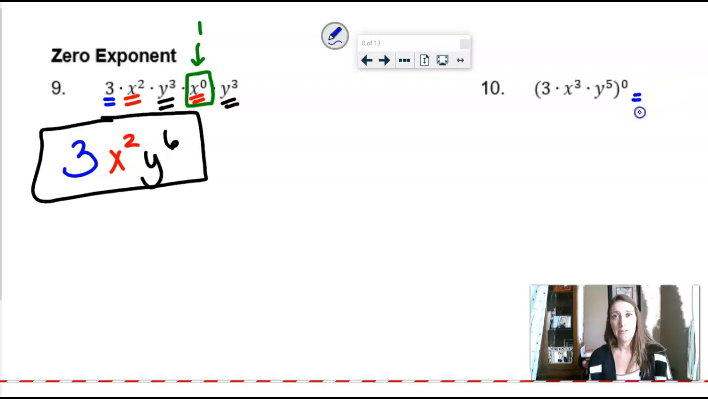Favorite question of all time. And kids still get it wrong. The rule is anything to the 0 power is equal to 1. So this question, the answer is 1. Not 0. Not anything else you think it is. It's 1.